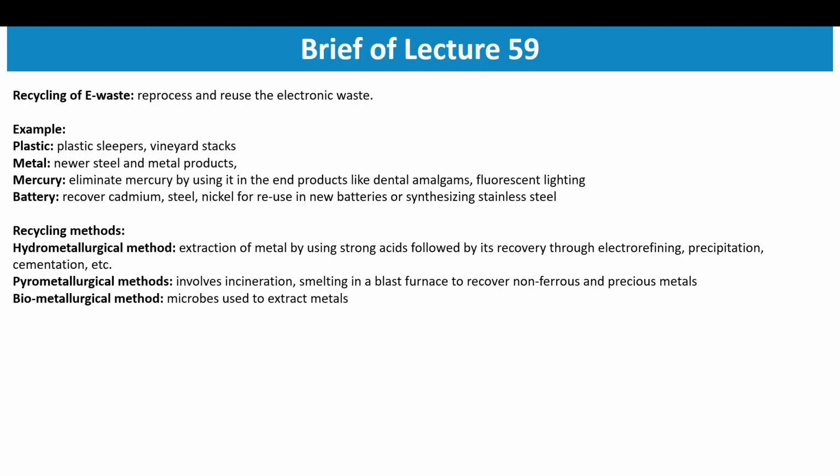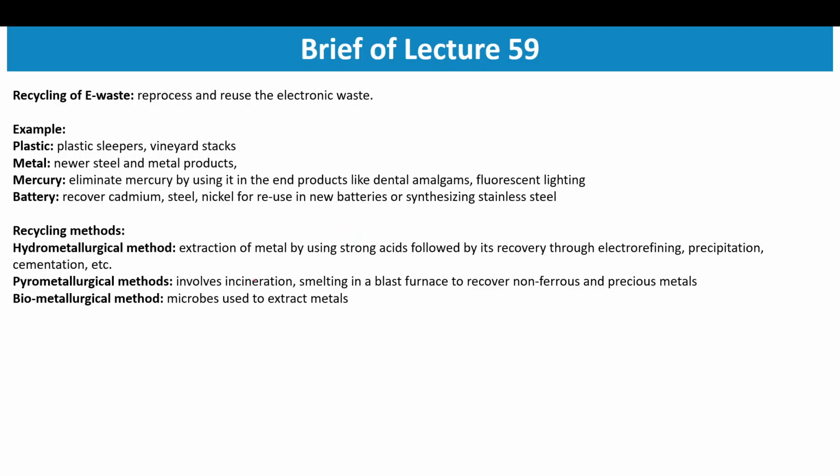you try to repurpose and reuse that electronic waste. So if we give the example, if you are recovering the plastic from electronic waste, then you can use it for making slippers, vineyard stacks, etc. Then if you are recovering any sort of metal, then you can use it for steel manufacturing, other metal products, etc. Then mercury, if you are recovering, then you can use it for dental amalgams, fluorescent lighting, etc. Then you can use it for batteries, etc. or to make alloys, etc. So there are different strategies by which you can recycle this waste.